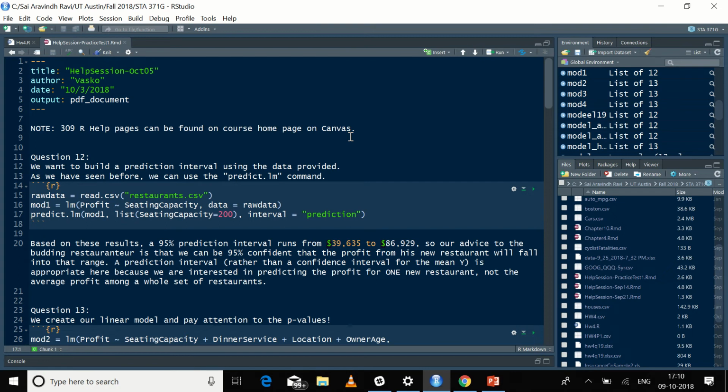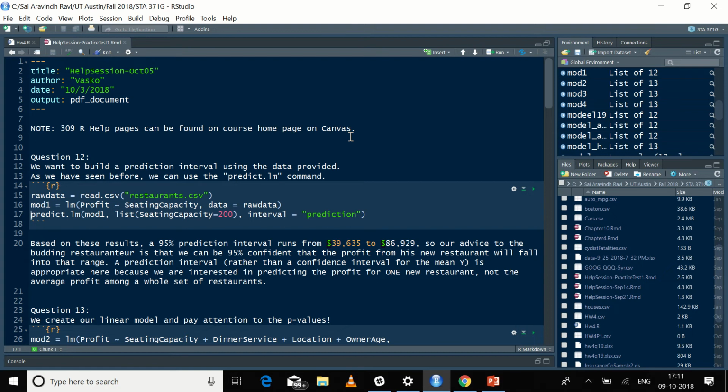Okay, so the guy who's opening the restaurant is trying to open one new restaurant, and he wants to know what the expected range of profits is for a restaurant that has a seating capacity of 200. So it's one restaurant. Confidence intervals are built upon the mean of a set of values, whereas a prediction interval is for one particular value.